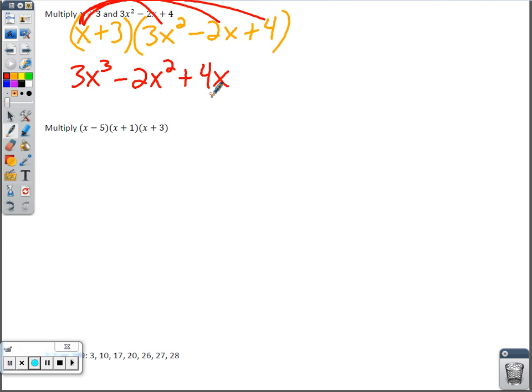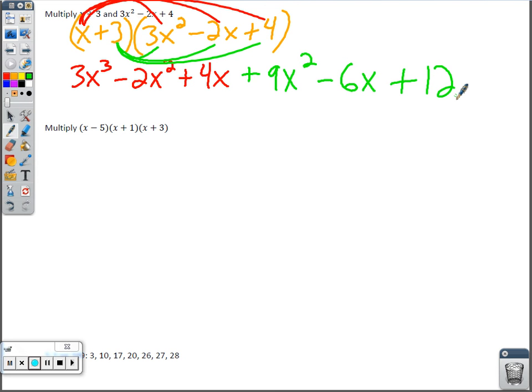So now we need to do the same thing to that 3. So 3 times the first one gives us 9x squared. 3 times the middle one gives us negative 6x. Then 3 times the 4 gives 12. And then again, combine like terms. So there is one thing with an x cubed, nothing to combine that with.